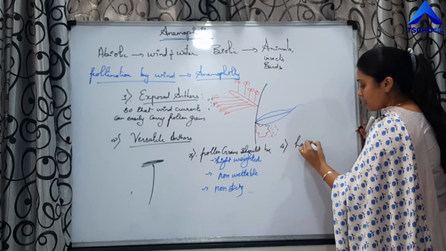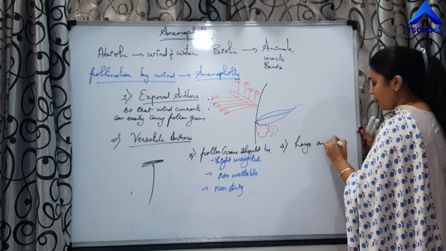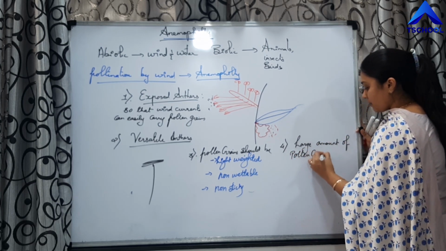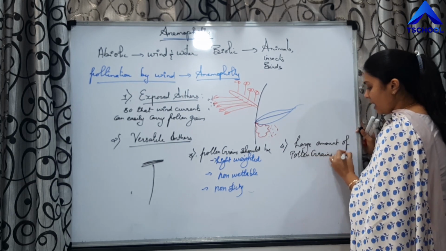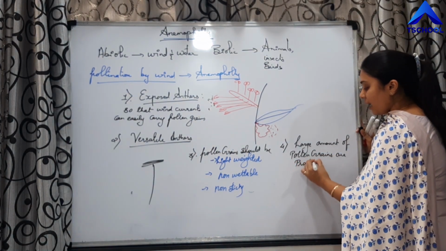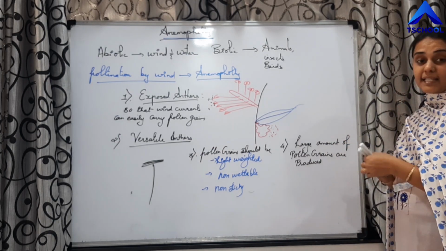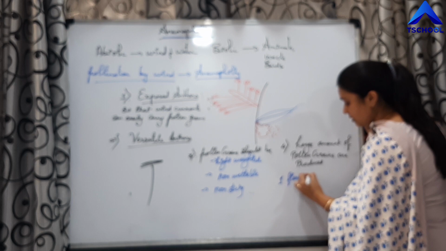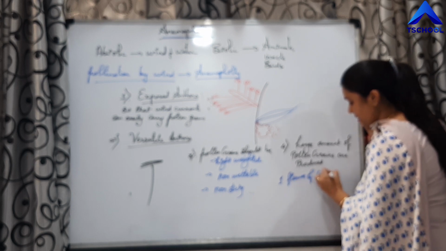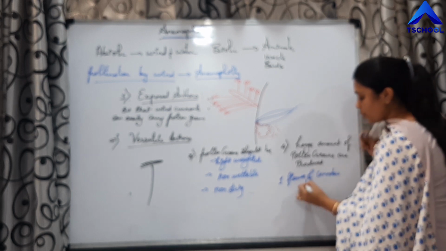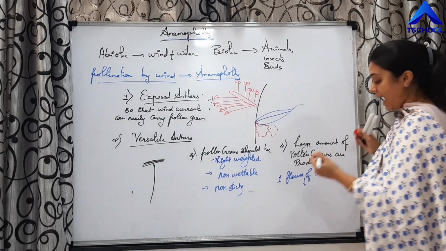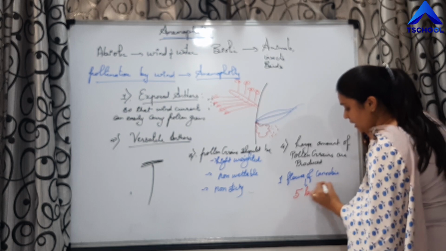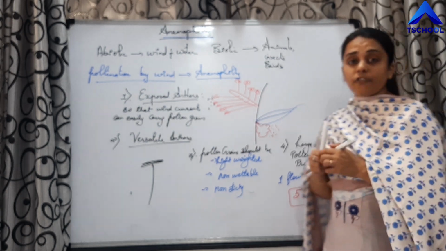Then how much pollen is required? A large amount of pollen grains is produced. Why? What is the need? Say, for example, one flower of cannabis produces 5 lakh pollen grains. What is the need of it?